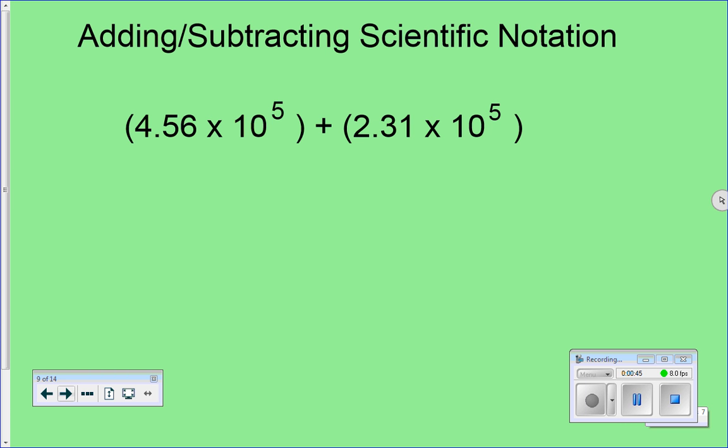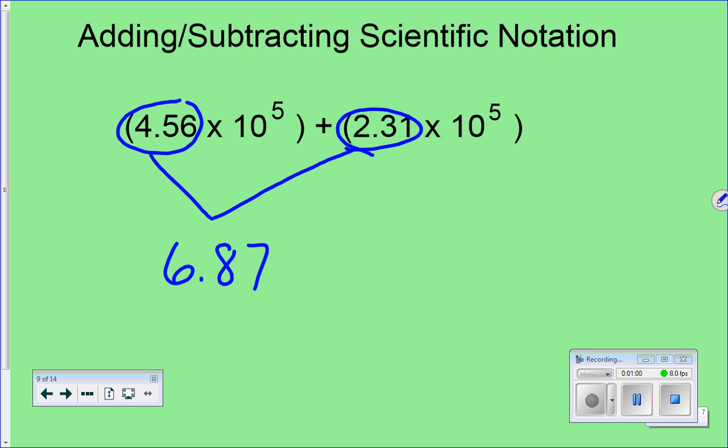So I already have 5s as exponents, so I don't need to even mess with them. Nothing needs to happen with my exponent. The first thing I'm going to do is take 4.56 plus 2.31. You should get 6.87. Some of this stuff is easy to do in your head, you guys. Sometimes it's easier to do stuff in your head than type it into a calculator. So now, all I do is write times 10 to the 5th. That's it. I'm done. I don't have to do any messing with my exponent.